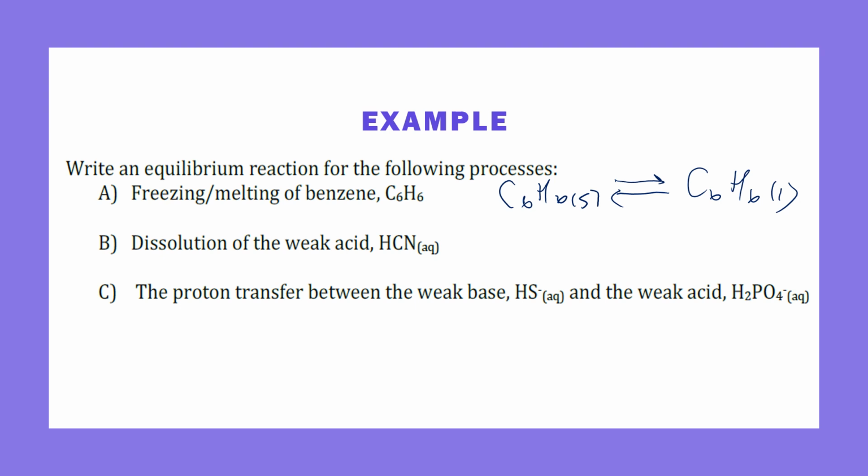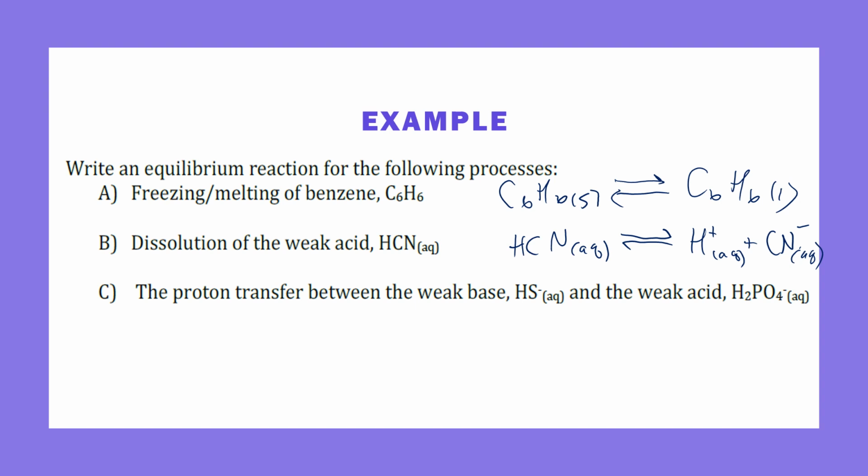Dissolution of the weak acid HCN. Okay, dissolution is a fancy way of saying dissolving or dissociating. So we have our HCN aqueous, and when it dissolves, it forms hydrogen ions and cyanide, like that. So it dissolves, and then it can go back together again, especially because it's a weak acid. Only some of it dissolves into ions, and those ions like to come back together.